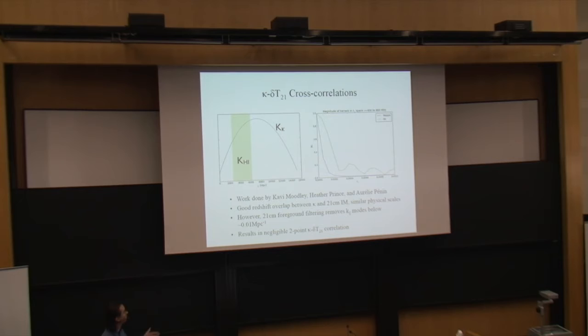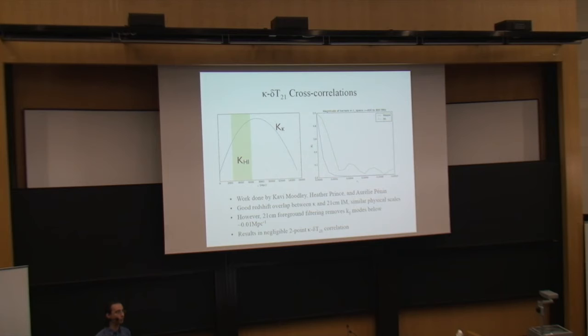However, there's a problem if you try to do just a power spectrum two-point correlation. The filtering that we think will be commonly done with these 21 centimeter experiments is this wedge filtering, which maybe you've heard of. But the problem is that it ends up removing these small modes along the line of sight, so small k modes, large physical scale, which are precisely the ones that you want for this cross correlation.